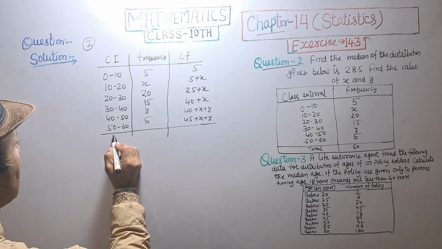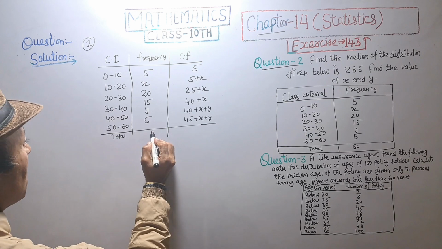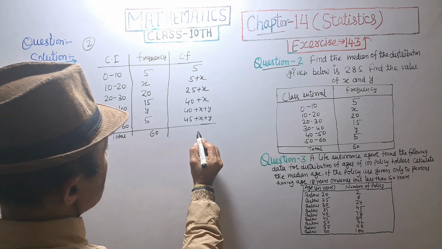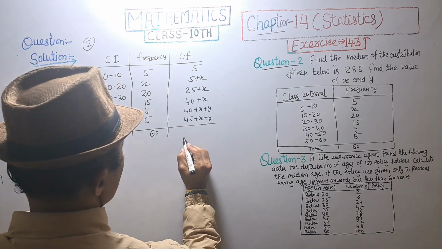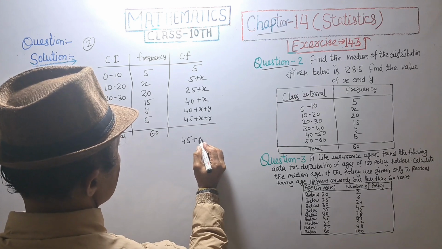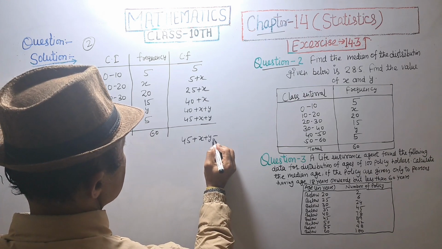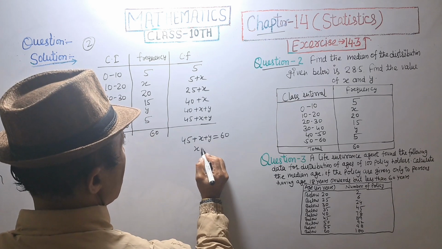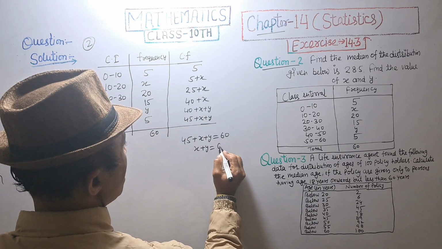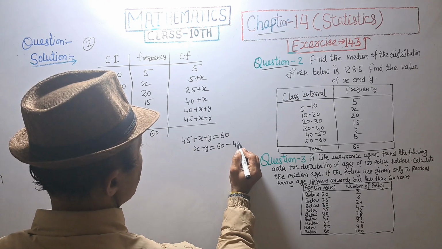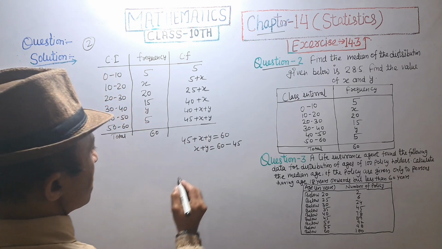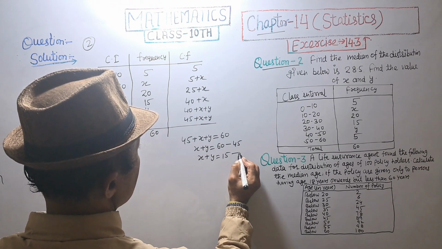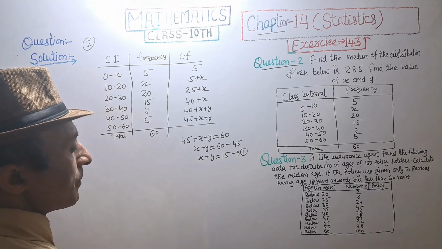And the sum of total frequency is equal to 60, but 45 plus x plus y is equal to the total 60. So x plus y is equal to 60 minus 45. X plus y is equal to 15. It's equation first.